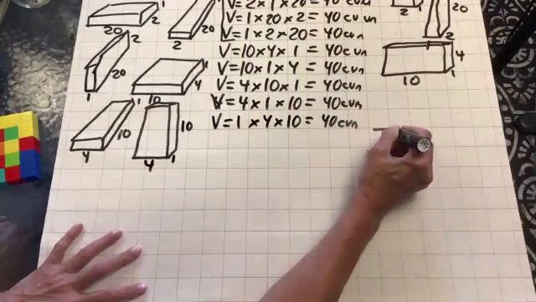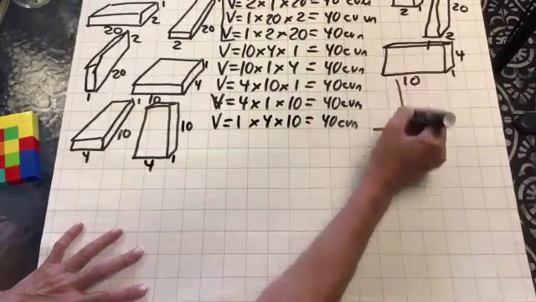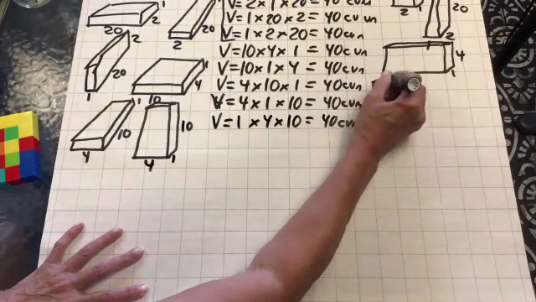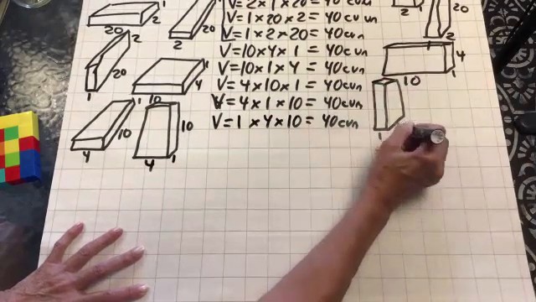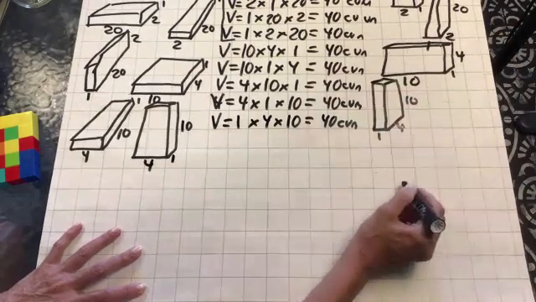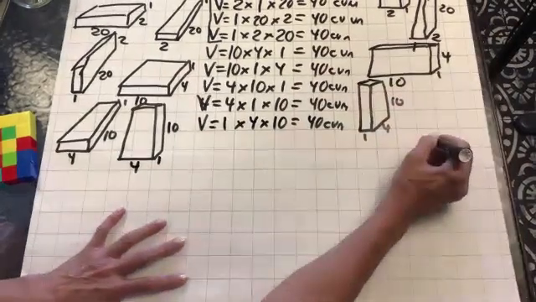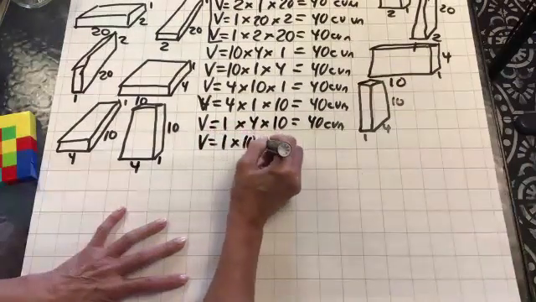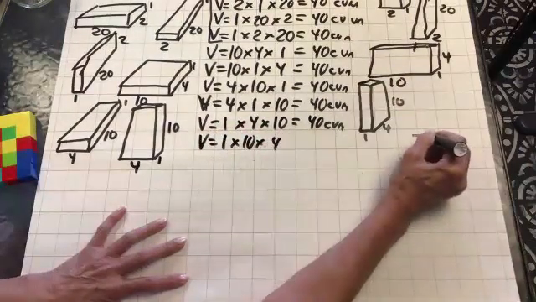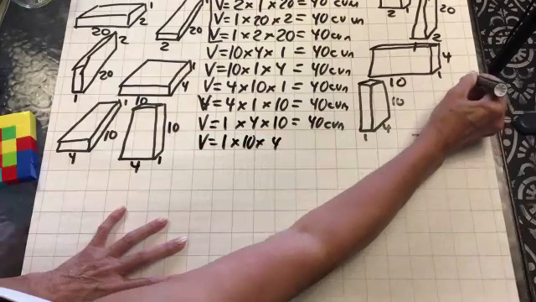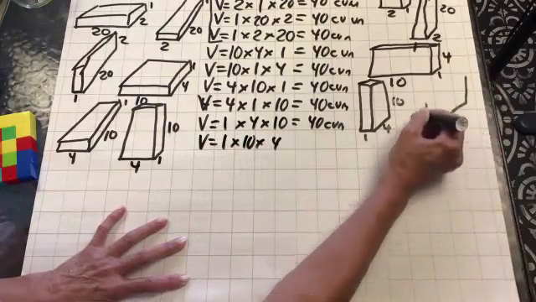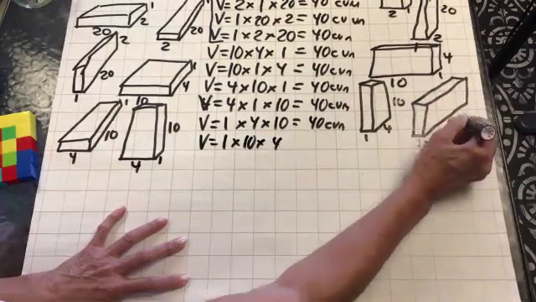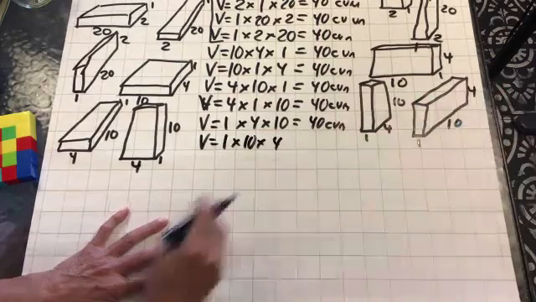So 1 wide by 4 deep by 10 tall. 1 by 4 by 10. And then the next one is a 1 by 10 by 4. So that would be 1 across, 10 deep by 4 tall. 1 by 10 by 4.